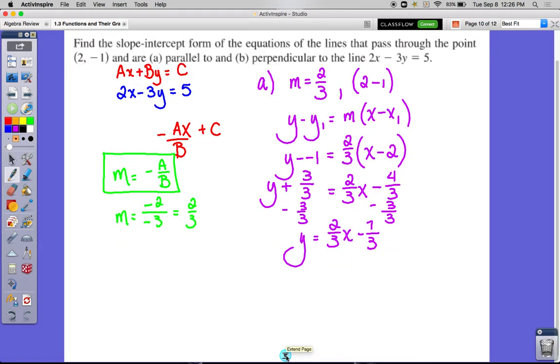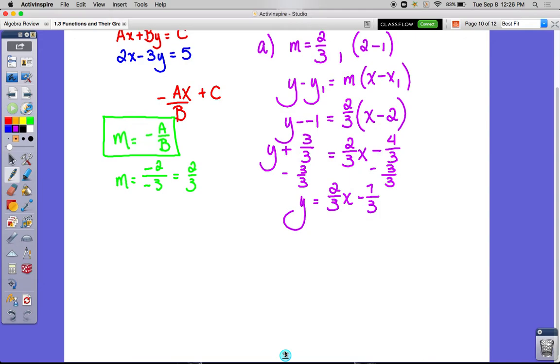Now all we've got to do is make it perpendicular instead. So for part B, I'm going to move this down a little bit, and let me change colors. Why not? For part B, I'm going to take my original slope, which was 2/3, but to make it perpendicular, I have to flip and switch. So 2/3 becomes -3/2. That's the only thing that's different. Plug in just the same.